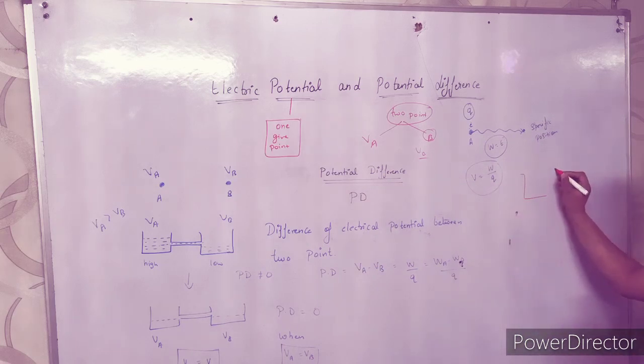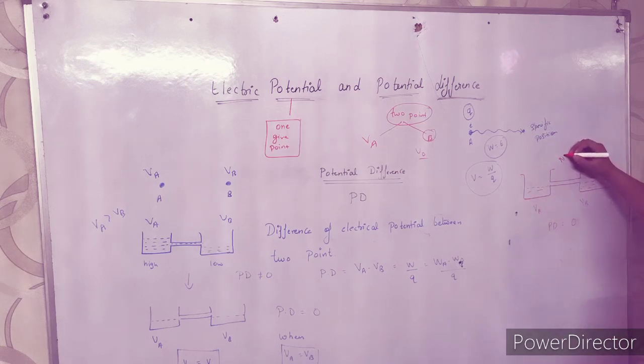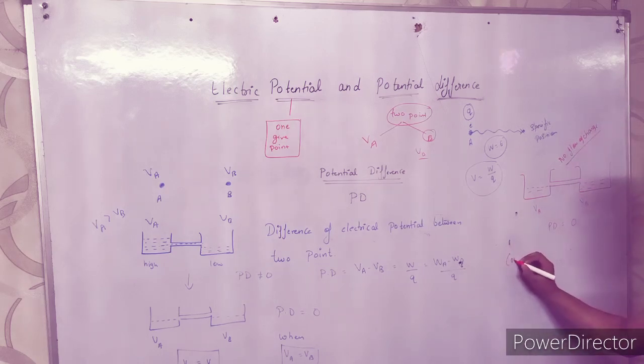This is the diagram. For example, the water in this and this, what will happen? Potential of A equals potential of B, so that means potential difference is 0. Why? No flow of charge. No flow of charge.